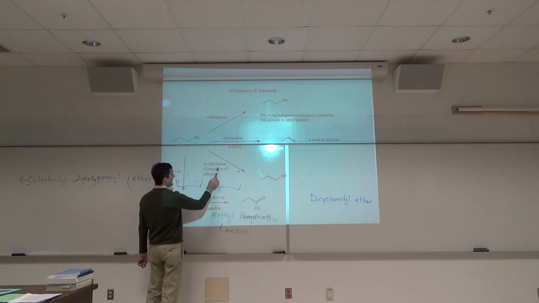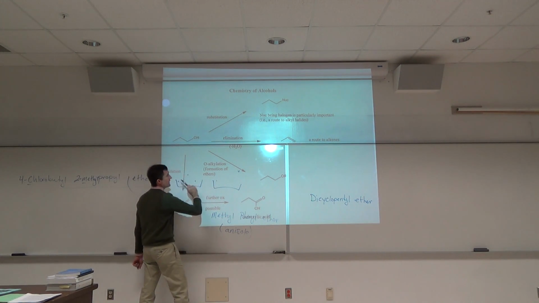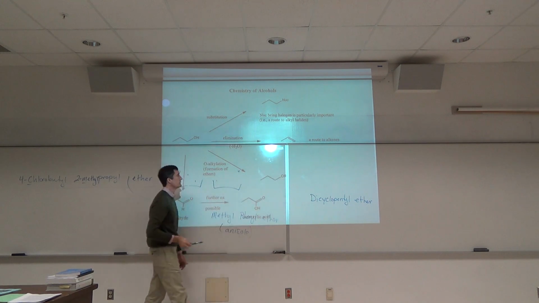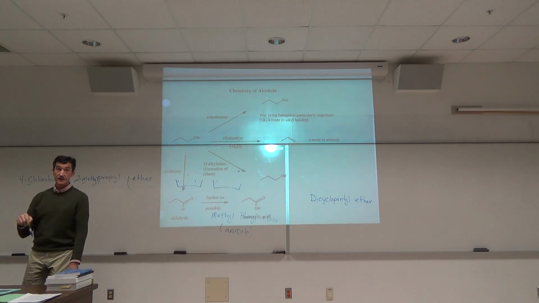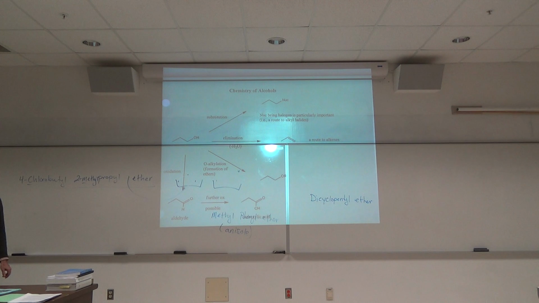You can also do O-alkylation. You can put an alkyl group on the oxygen, turn it into an ether. We actually also did that in Organic 1, right? It's called Williamson ether synthesis. So a lot of that's going to be reviewed. We'll do some new chemistry there, some new reagents. Okay, a lot of review.